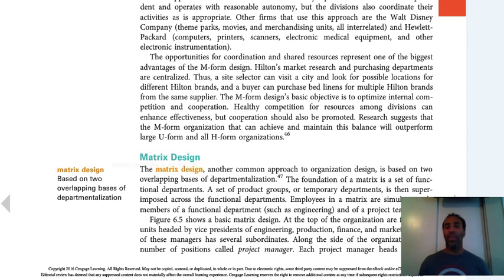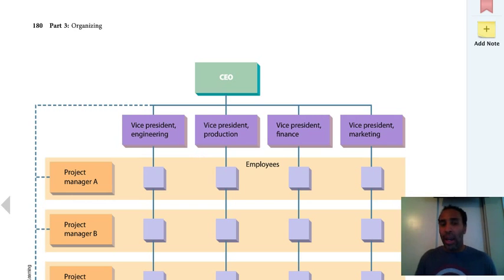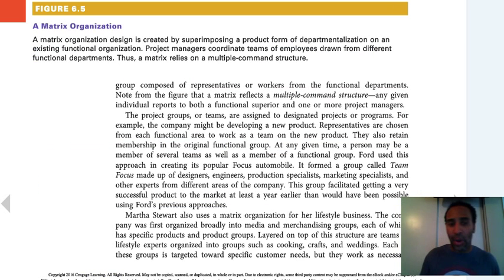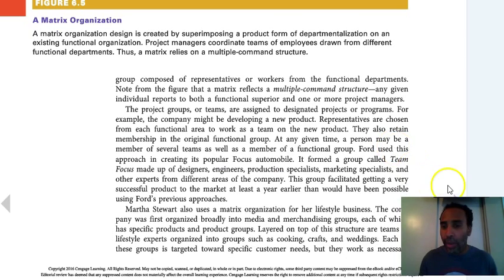The matrix design is based on two overlapping bases of departmentalization. Typically, it may not say it in here, but matrix design means that you report to a manager, and you also report to a project manager. So you report to the managers here, project managers here. You report within there. It's not very uncommon, but it's not something that a lot of people like. Here's a diagram of it. So here's the CEO, then the vice president. You would report in there, but if you're on project A, you're reporting to that project manager, project B, project C, and that's exactly how it works.